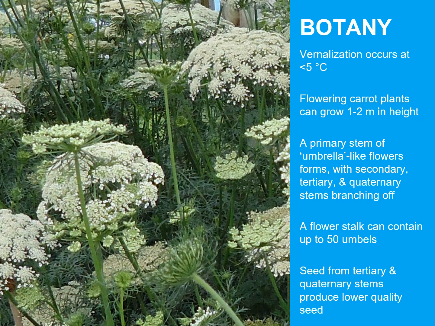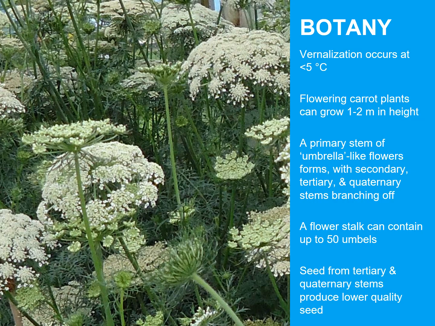So vernalization in carrots is below about 5 degrees centigrade. They need exposure to this cold period in order to flower in the second year. Flowering carrot plants can grow quite tall, between 1 and 2 meters in height, and they form this primary stem of umbrella-like flowers, and this gives rise to the family name of carrots.